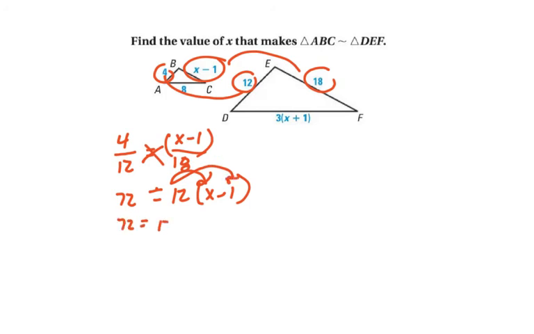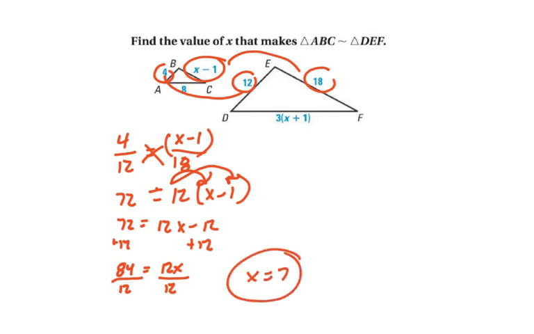72 equals 12x minus 12. When I multiply it times both of those, we add 12 to both sides. And then we will divide by 12. X equals 7. Please, if I went too fast, feel free to go back and rewatch or pause or do whatever you need to get the steps one by one. So the value that would make these two similar to each other is an x value of 7.